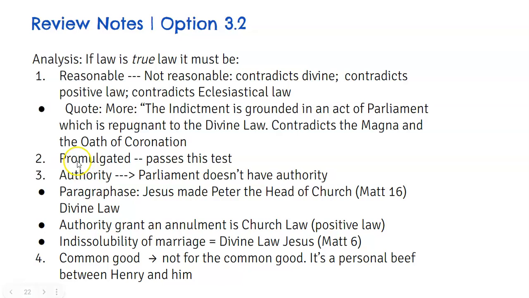All right. So it's not reasonable on three grounds because it's contradictory. It was promulgated. That's not a problem. Authority, as we were saying, Moore would argue that Parliament doesn't have the authority to be using their power in this way.